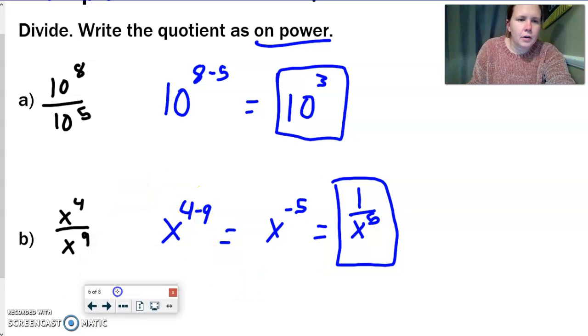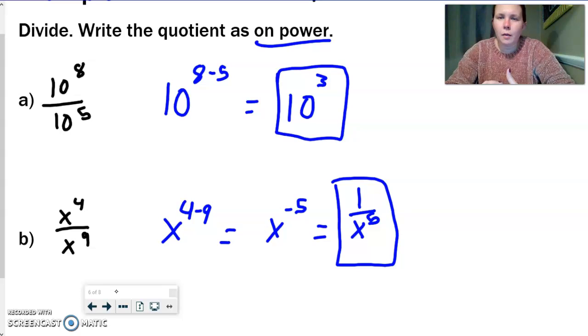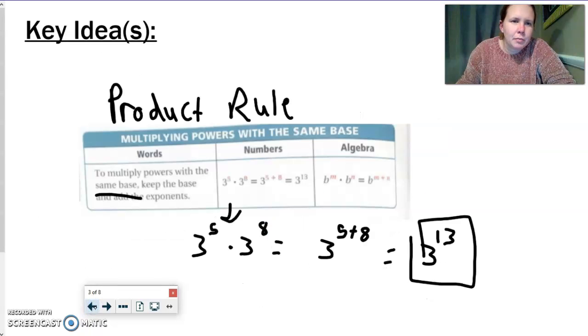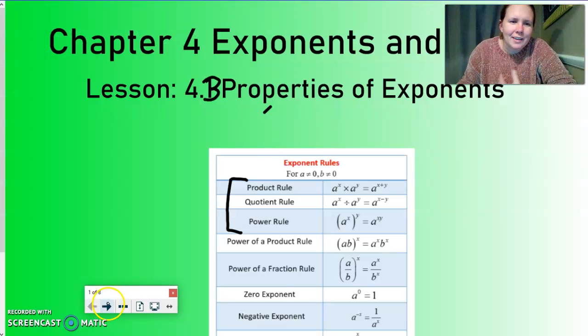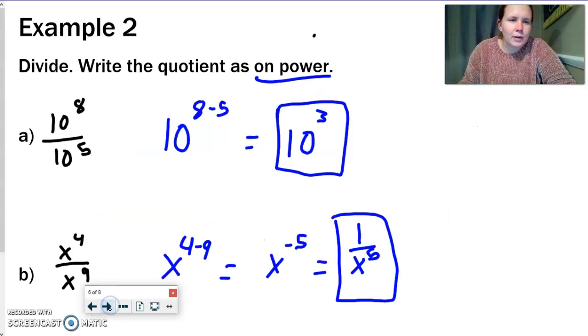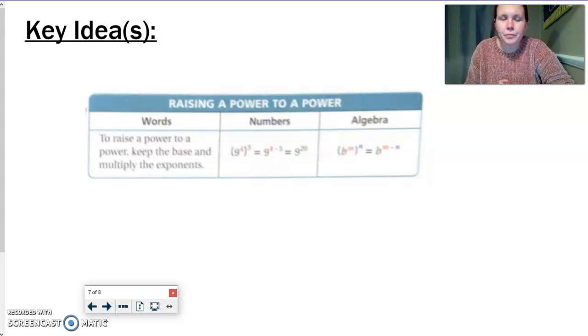So far we've talked about the product rule as well as the quotient rule. And the last one, and I just want to refresh my brain on the name of it, is called the power rule. So we've talked about how if you multiply two things with the same base, you just add the exponents. If you divide two things with the same base, you subtract them.